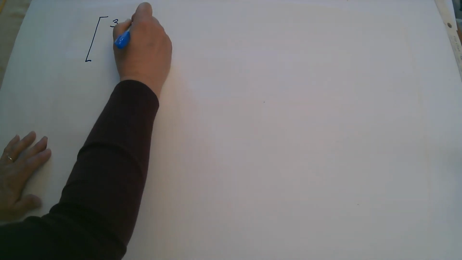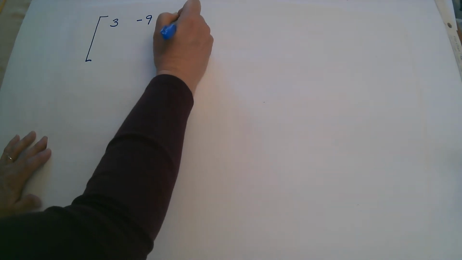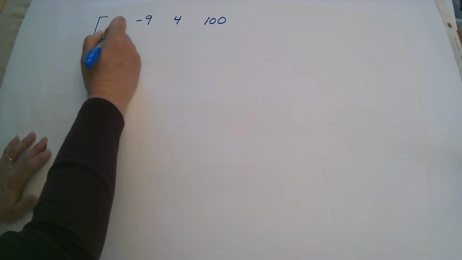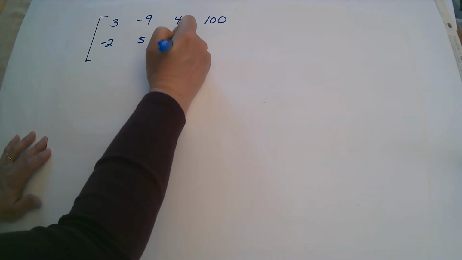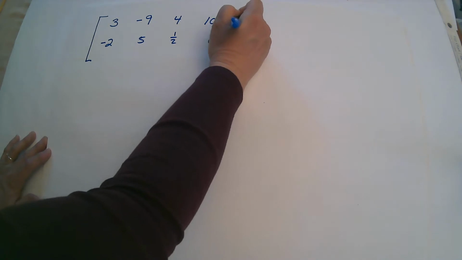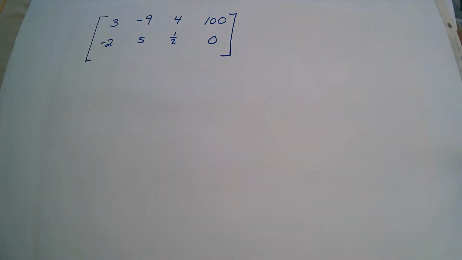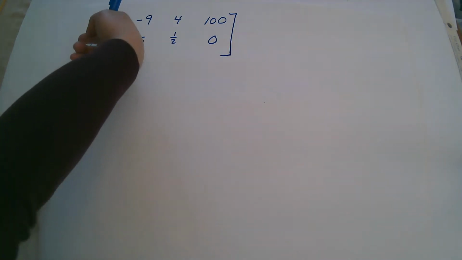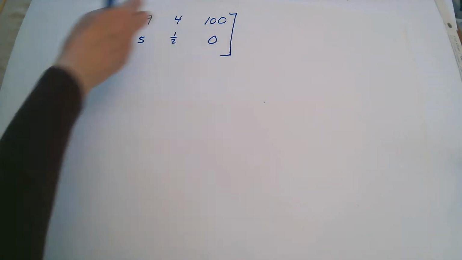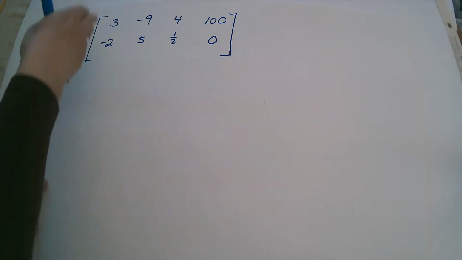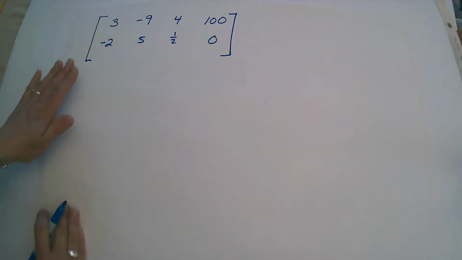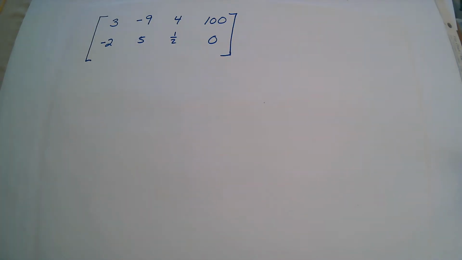For example, this 3, -9, 4, 100, -2, 5, 1/2, 0 is a matrix. And it has 2 rows because there are 2 rows going across, and 4 columns. Columns go vertically. So we would say this is a 2 by 4 matrix.